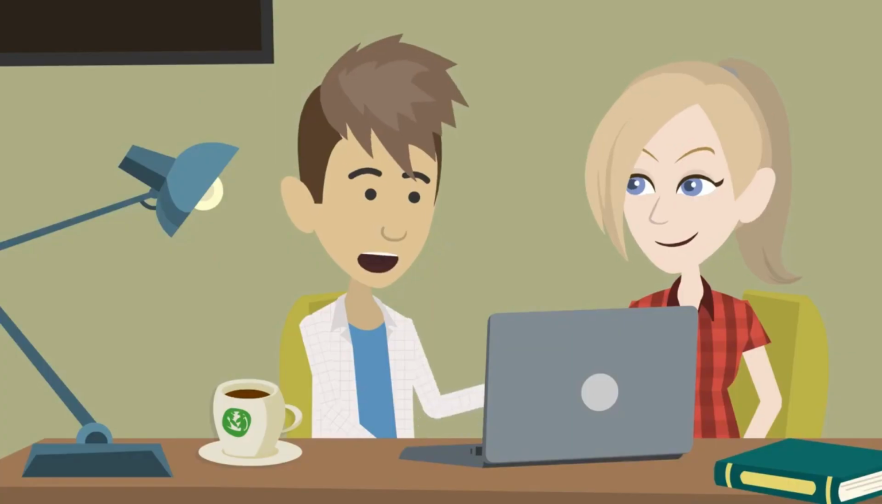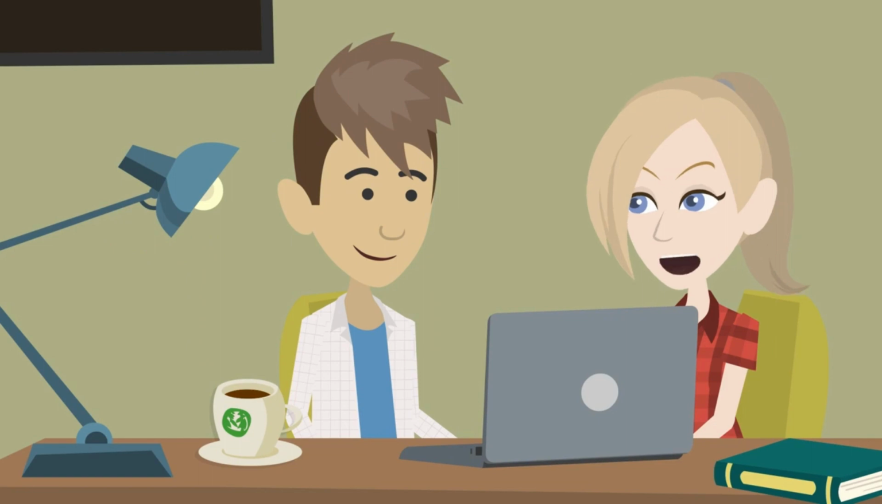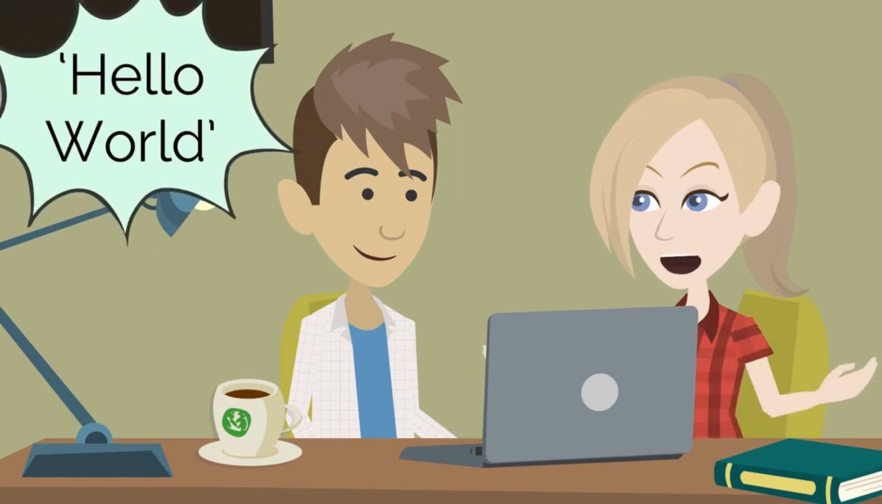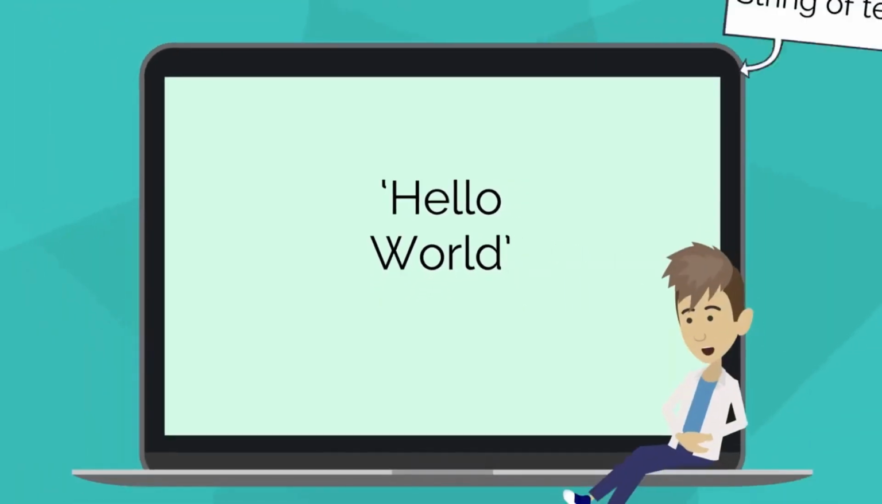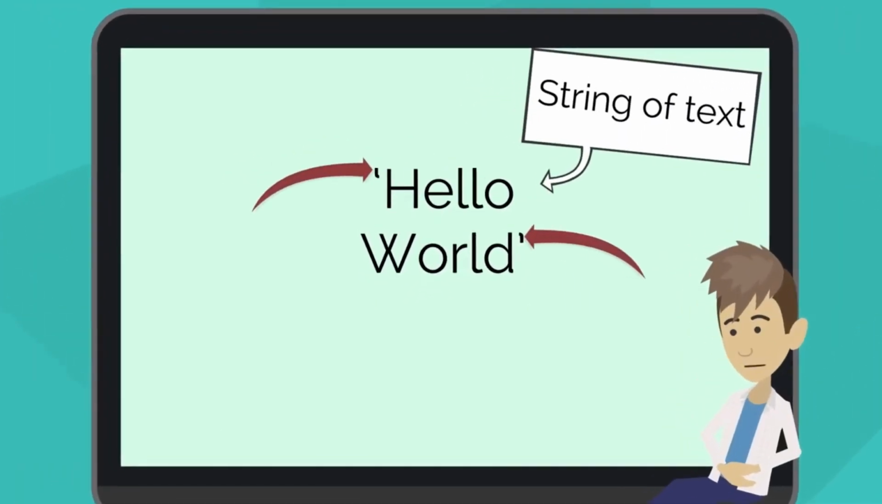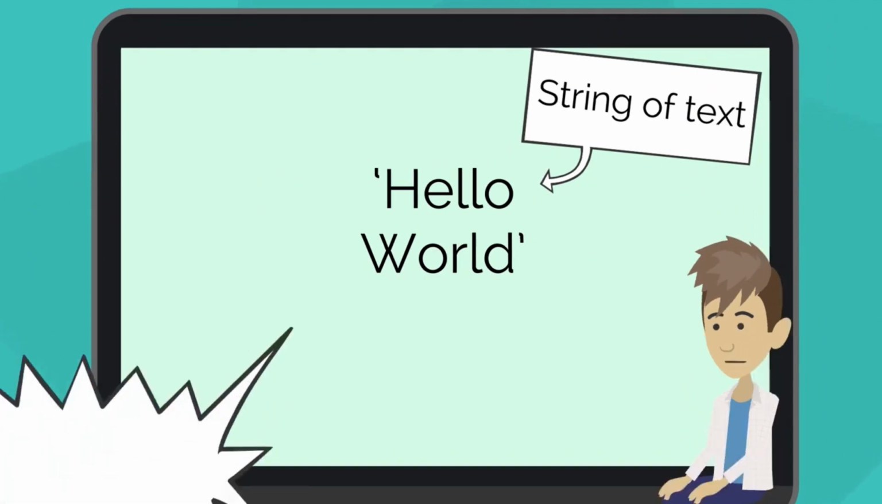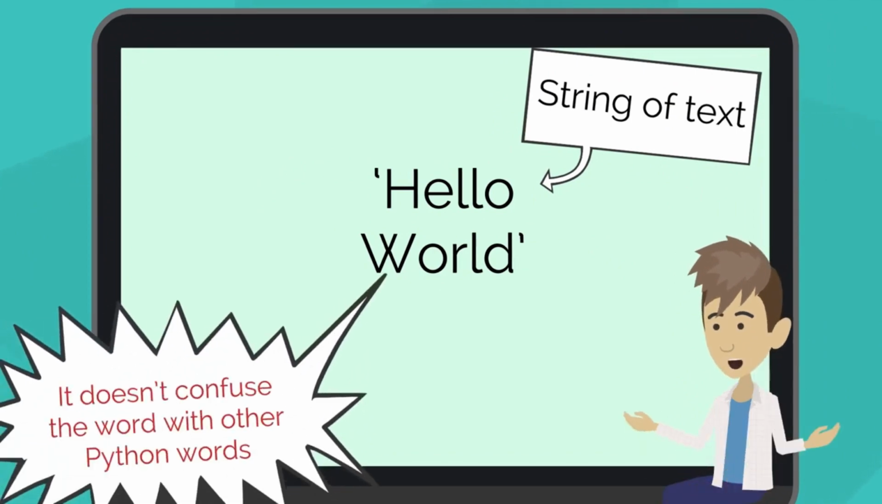Remember the first program you wrote? Of course, I had printed the words, "Hello World." That's right. The words "Hello World" were actually a string of text. We enclose our text in double or single quotes to tell Python that it's a string. This is done so that it doesn't confuse the word with other Python words like print.